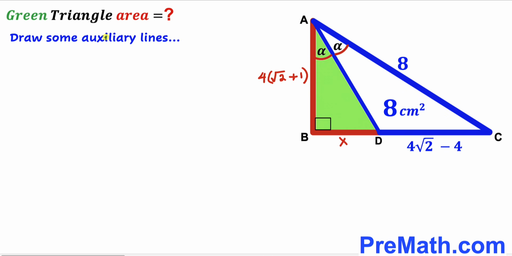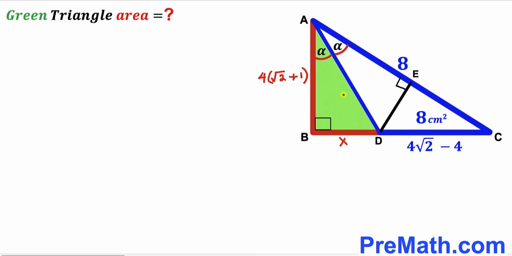And we are going to draw some auxiliary lines to make our job simple. As you can see in this next step, I have dropped this perpendicular DE on this side AC. And now we are going to focus on these two triangles. This right triangle ABD and this other right triangle AED. This angle is alpha and this angle is alpha. Likewise, this angle is a 90 degrees angle and this angle is 90 degrees as well.